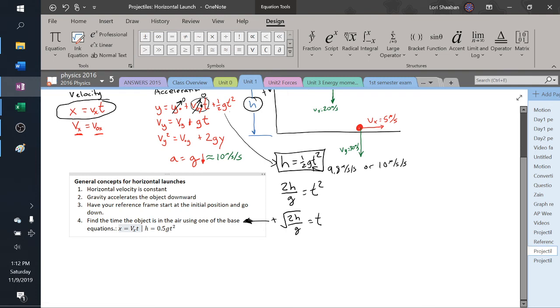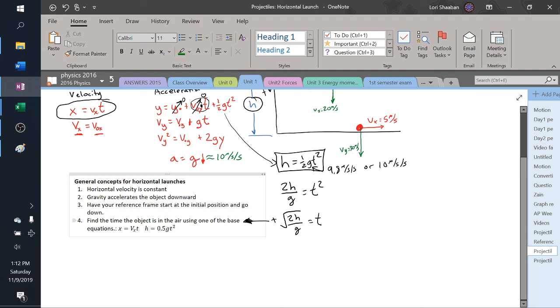So you're going to use the height to find the time, and then the time could then give you either how far it goes or the initial velocity. So I'll go ahead and put: use the time to find the x or the initial velocity, depending on what you're looking for. That's it.